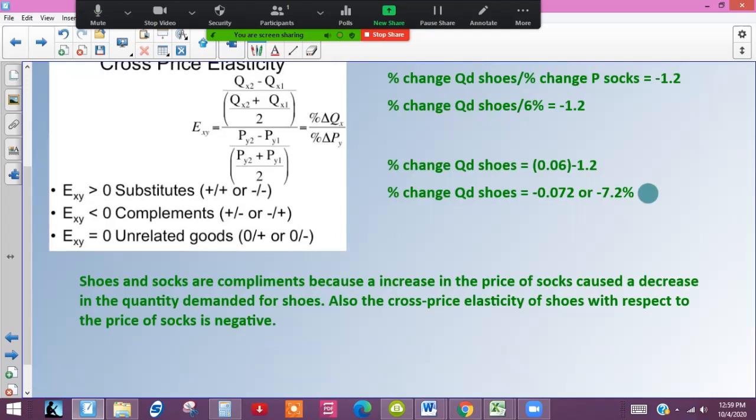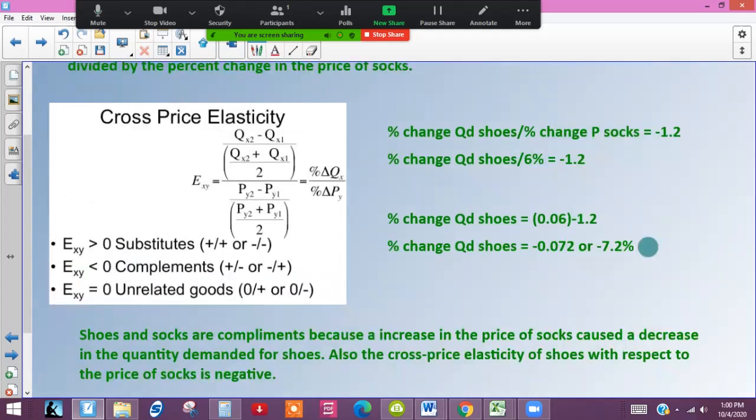Also, the cross price elasticity of shoes with respect to price is negative. It's going to be negative if the denominator moves in the opposite direction from the numerator. So if this expression up here is going up and this expression down here is going down, or the other way around, then the overall expression is going to be negative, which means they're complements.